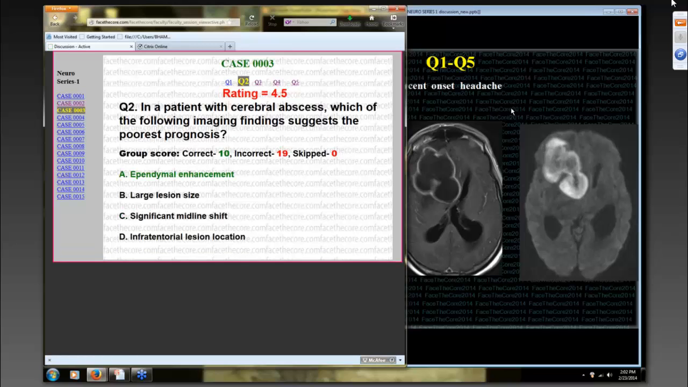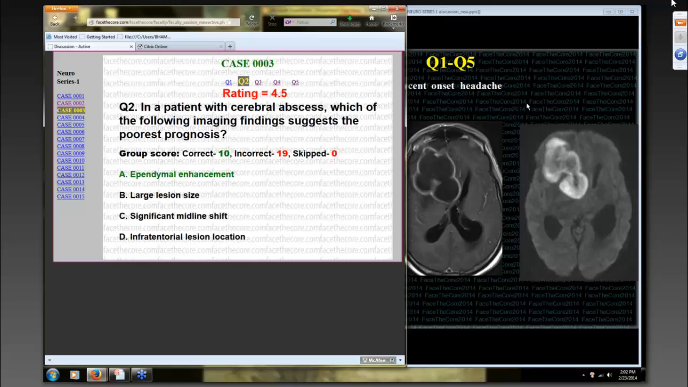And in the second question, in the case of a cerebral abscess like this, what is the important imaging finding which will suggest the poorest prognosis? A lot of things can be important, the size, location of the lesion, like posterior fossa lesions are much more dangerous or can lead to complications and deterioration much earlier than supratentorial. But the most important of them is actually the ependymal enhancement.